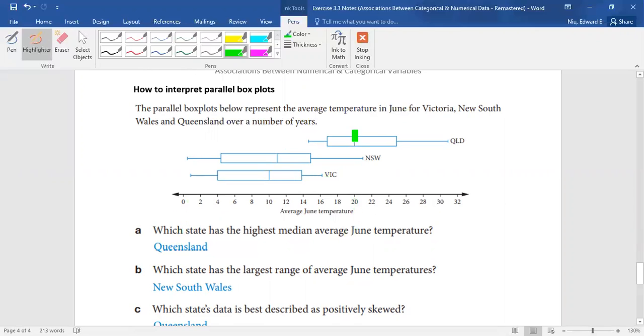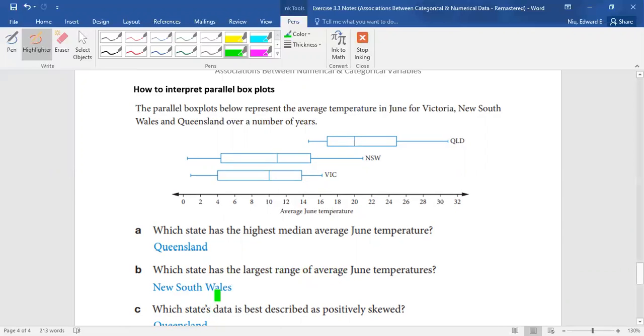The median is always the middle line in the box. And if we take a look here, Queensland, with an average temperature of 20, is the highest state in terms of temperature in June. Which state has the largest range of average June temperatures?